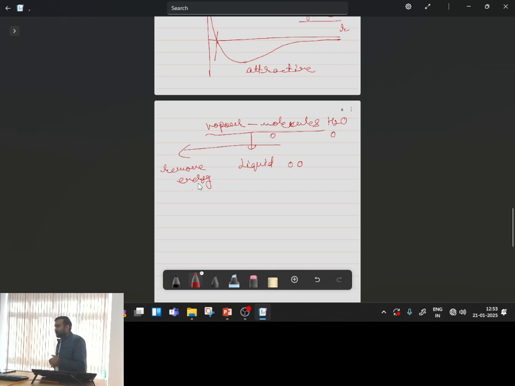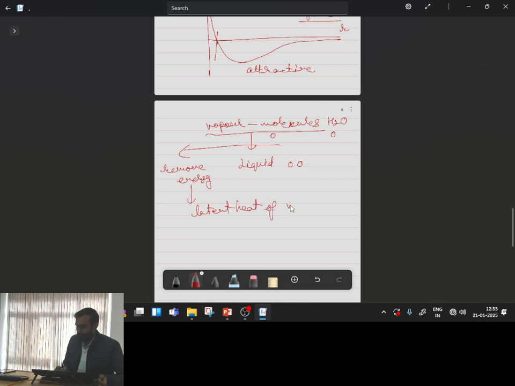So we see that when we have vapor, if we have to convert vapor into liquid, we have to remove heat from the vapor equal to the latent heat of vaporization. This much heat we have to remove from the vapor, then only it will come into liquid.